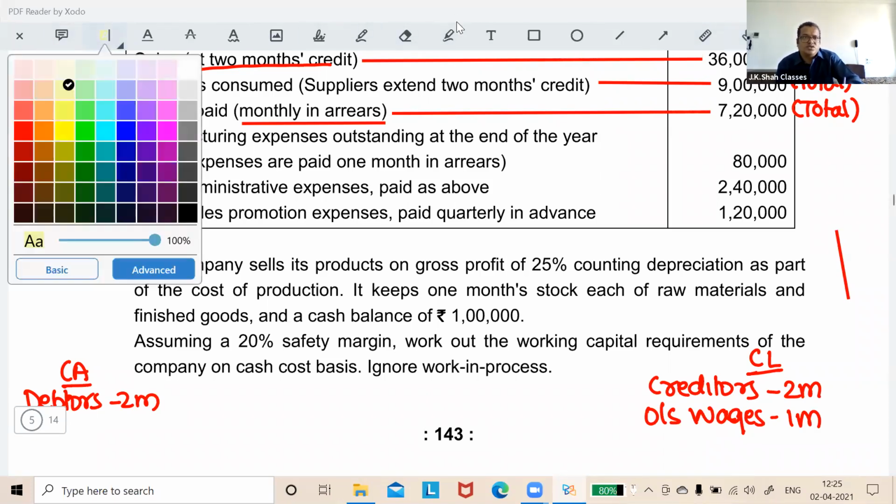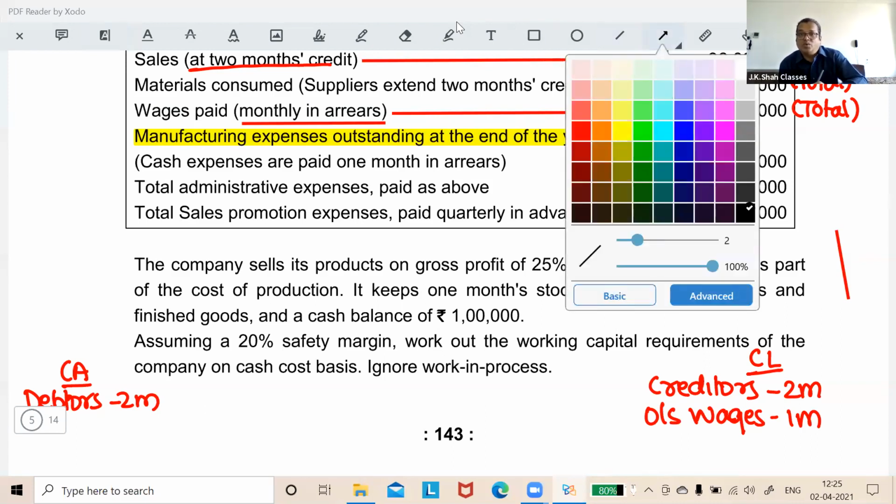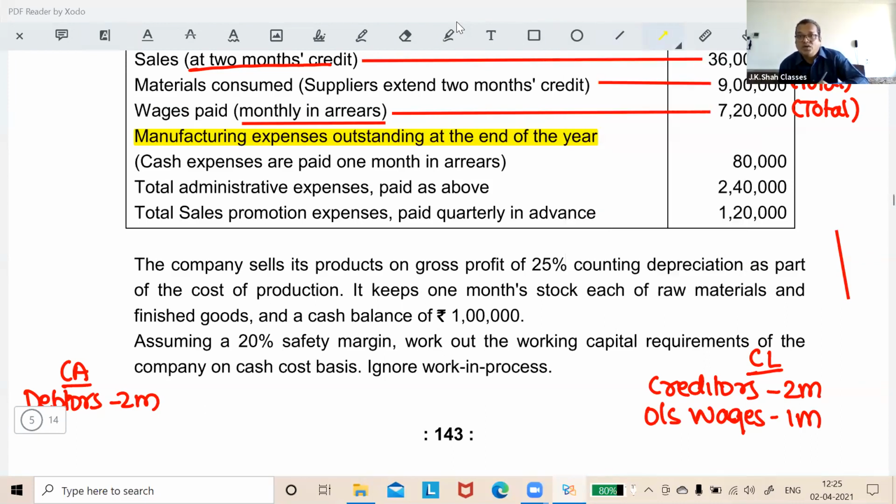What is written over here? It is clearly written that it is manufacturing expenses outstanding at the end of the year. So guys, understand, the amount which is given to you right now is an outstanding amount. Are you clear to what I said? This is not the amount of income statement. This is an outstanding amount.